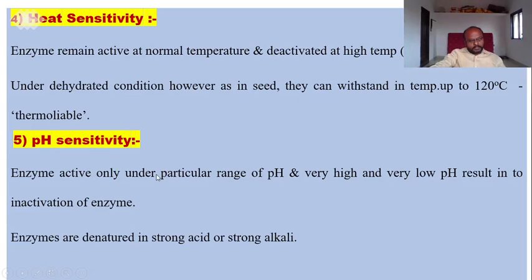The next property is pH sensitivity. An enzyme is active only under a particular range of pH, and very high or very low pH results in inactivation of the enzyme. Generally the enzyme is active at normal, that is neutral, pH, and enzymes are denatured in strong acid or strong alkali.